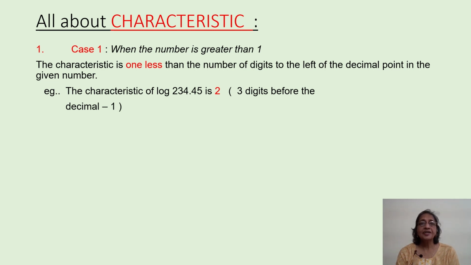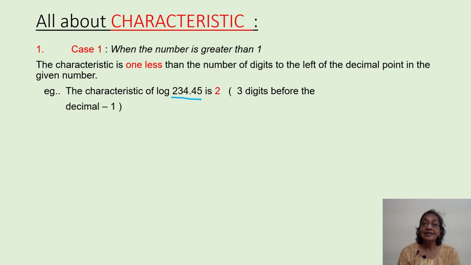So we talk about the characteristic now. Take the first case. When the number is greater than 1, the characteristic is 1 less than the number of digits to the left of the decimal point in the given number. So I have taken an example where I have given you the number 234.45 here. Now the number of digits to the left of the decimal is 3. Subtract 1 from it and the characteristic is 2.